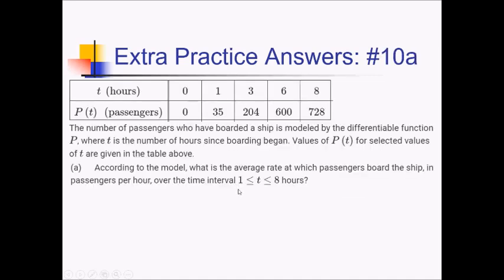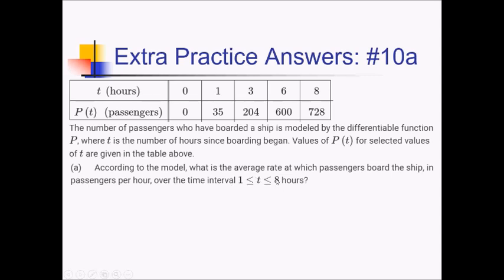On this free response problem, the number of passengers who have boarded a ship is modeled by some differentiable function p, and t is the number of hours since boarding began. So we've got values of p of t in this table up here, and we have a few tasks on this problem. For one thing, we want to know the average rate at which passengers board the ship in passengers per hour over the interval from 1 to 8 hours. So we need the AROC from 1 to 8 essentially.